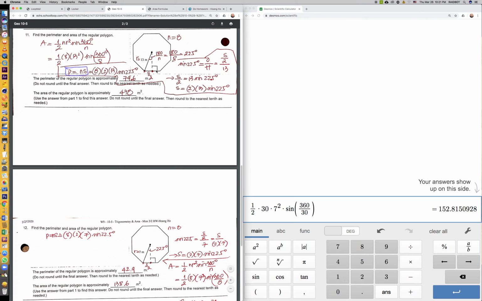Look at this octagon over here. The angle formed by one radius and one apothem. This angle is always 22.5 degrees. Okay, let's find out why.